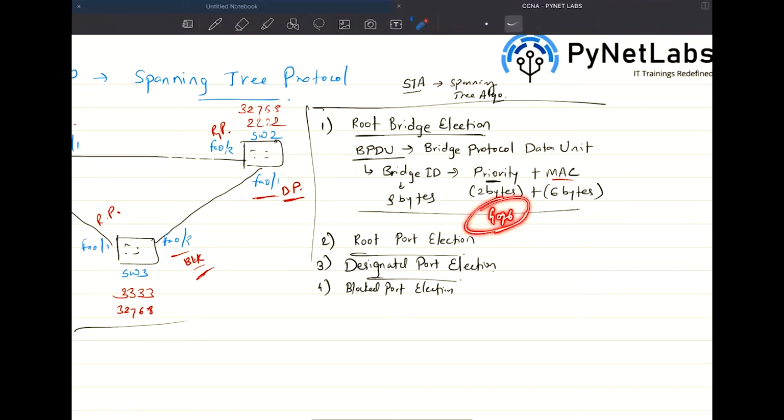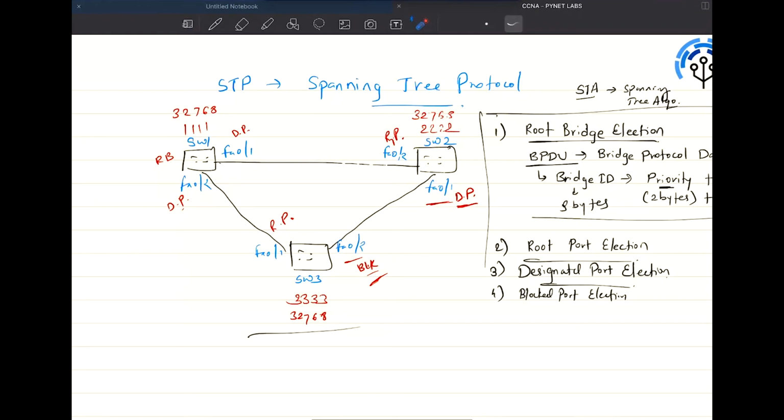Meaning you can either set it to 4096, or 8192, and then 12,288, 16,384, 20,480, 24,576, 28,672, and 32,768, and so on, till 65,535 or so. Do you understand this? So you cannot go ahead and change the priority to, let's say, 100 or 200 or 300. It needs to be in multiples of 4096.